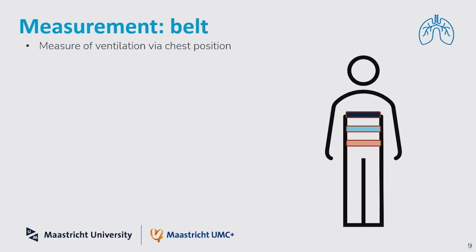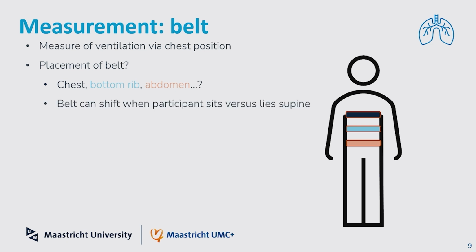So we mainly measure this by a respiratory belt. So this is a stretchy belt that you put around the body that then looks at the changes in the chest position. You can place the belt at multiple different places in the body. So here you can see 3 examples: on the chest, the bottom rib, and the abdomen. You might ask, so which one is the best? This depends a little bit on different vendors and on your own study.